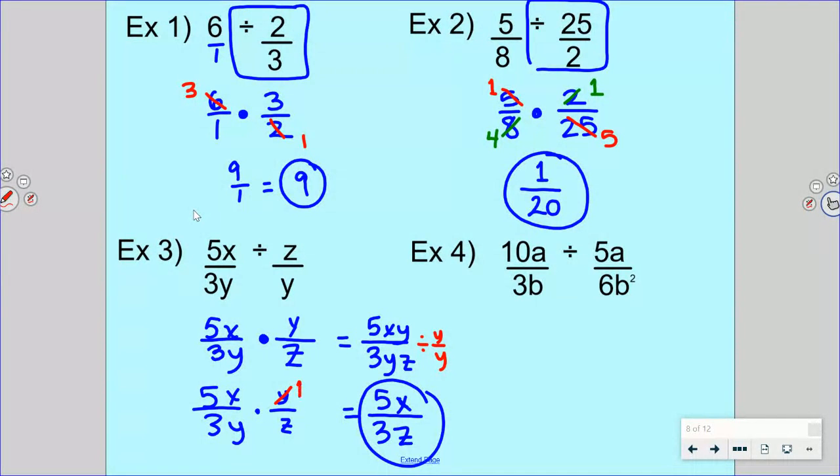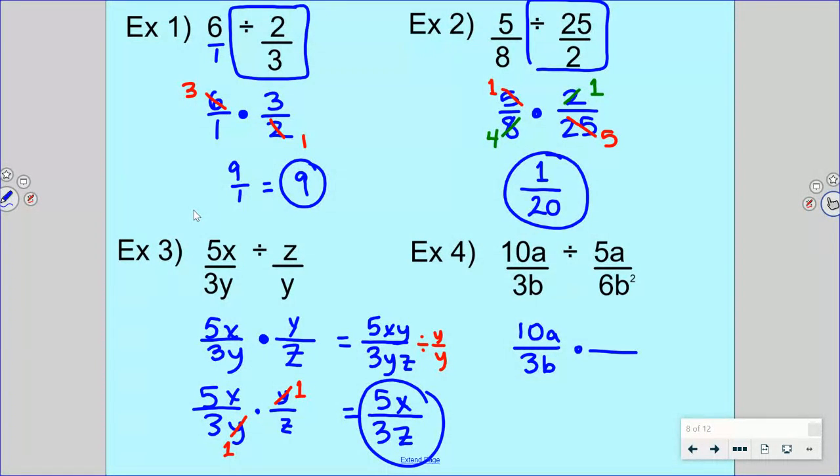Dividing by y, and now look what you have. 5x times 1 is 5x, and 3 times z is 3z. Totally your choice whether to reduce first and multiply second, or multiply first and reduce second. But many of us will choose the more efficient route.